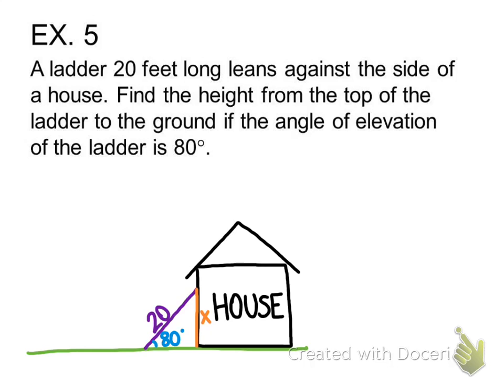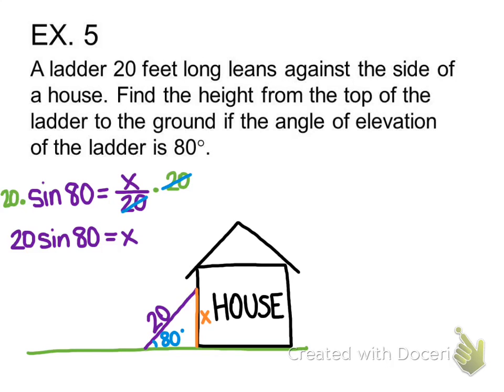So, since X is the opposite side and 20 is the hypotenuse, opposite over hypotenuse is sine. So, sine of 80 degrees equals X over 20. So, I'm going to multiply by 20 on both sides. So, 20 times sine 80 is going to equal X. And so X is approximately 19.7 feet. So that means that the ladder is about 19.7 feet off of the ground.